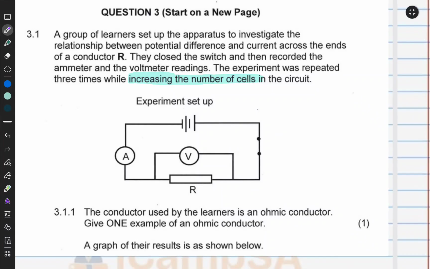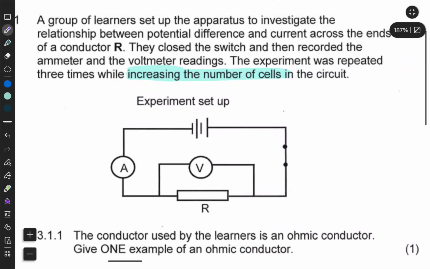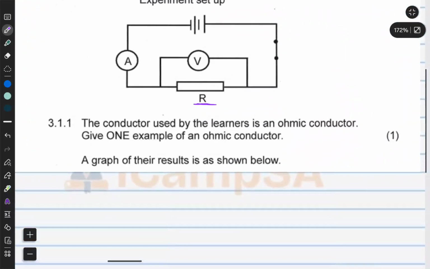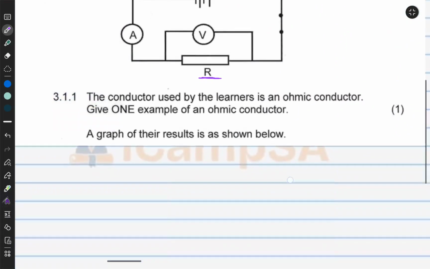R. All right, so this means they have to keep one of the physical quantities constant, or one of the parameters constant, right? So in this case, they would have to keep R constant, whatever resistance R is, because they are investigating how changing the voltage or the energy supply affects the total current of the system. So they have to keep R the same. That's how experiments are run. If you change everything, you won't get meaningful results. They will be meaningless, basically.